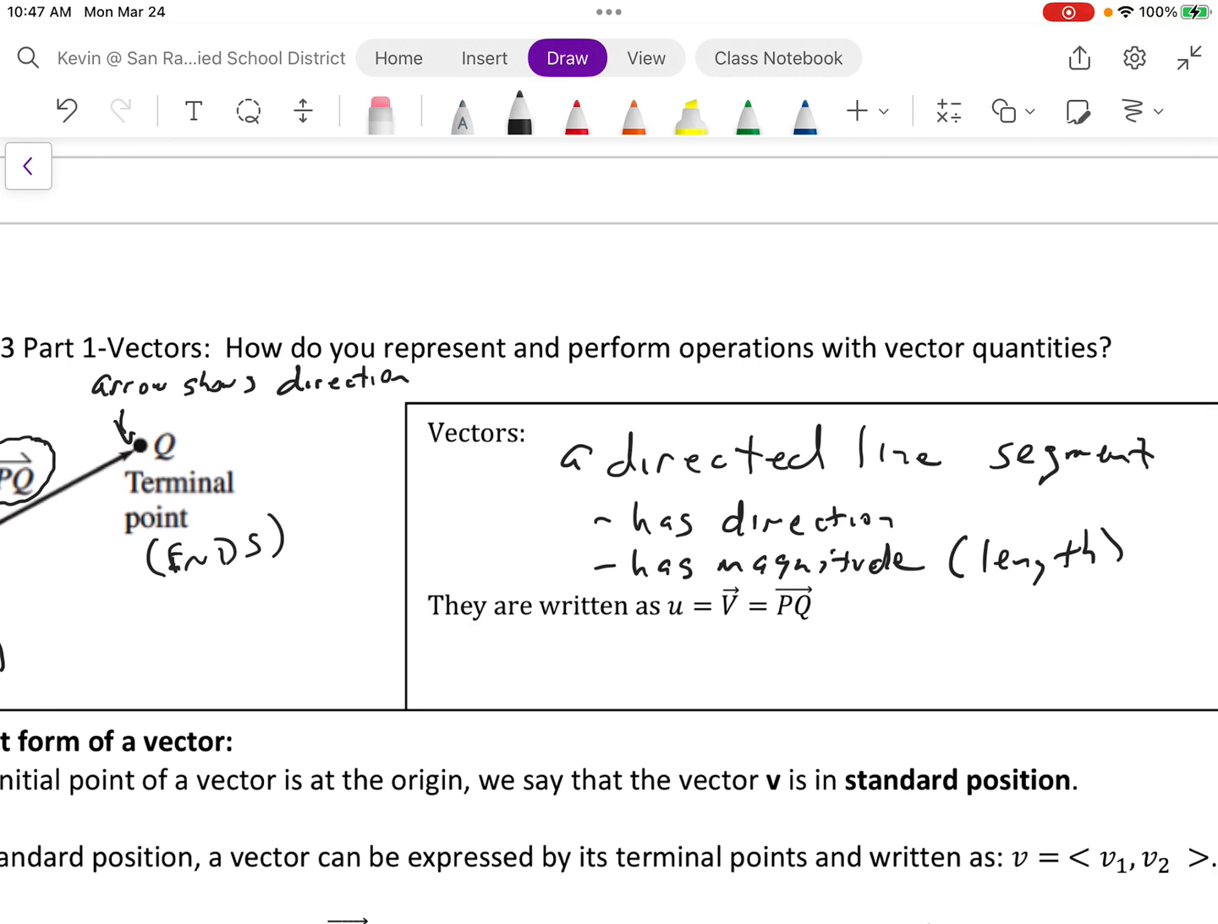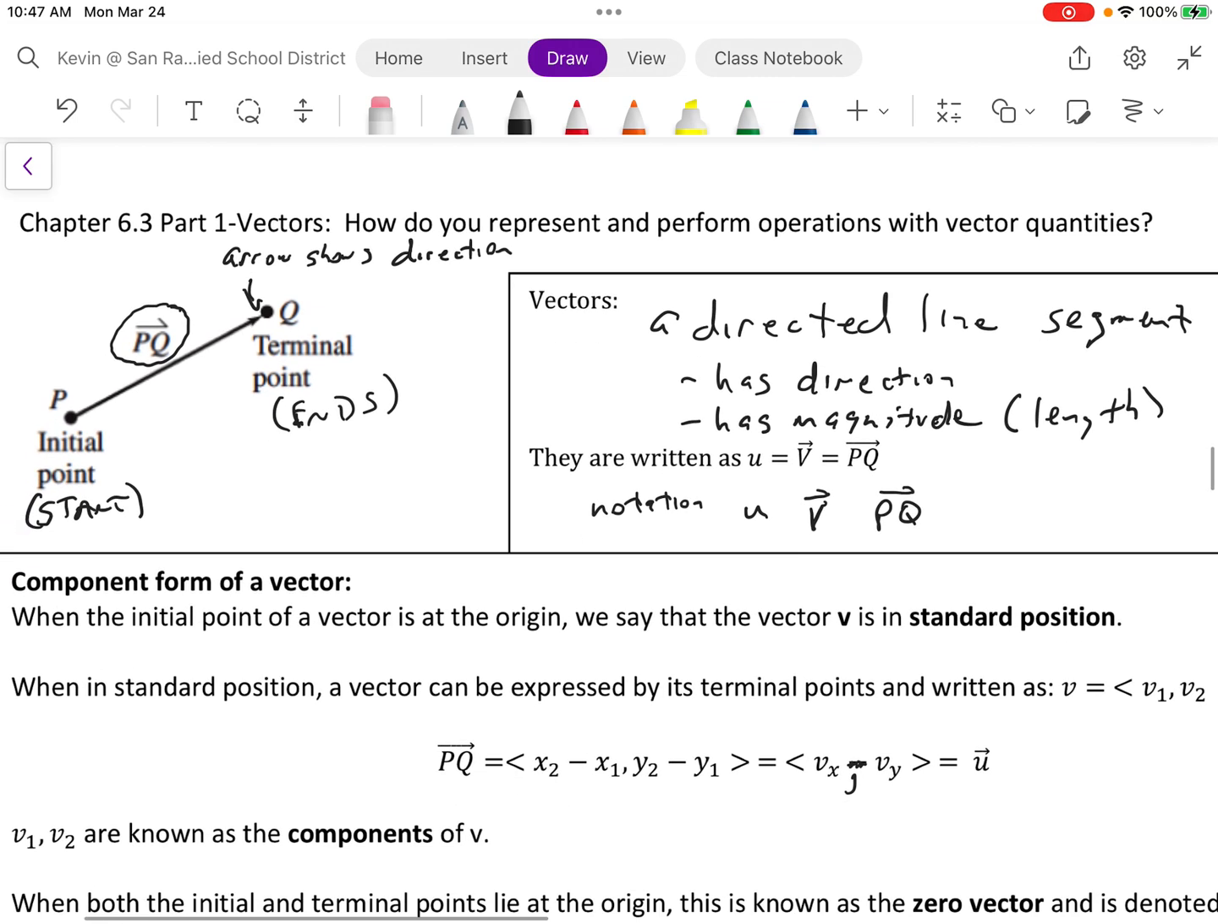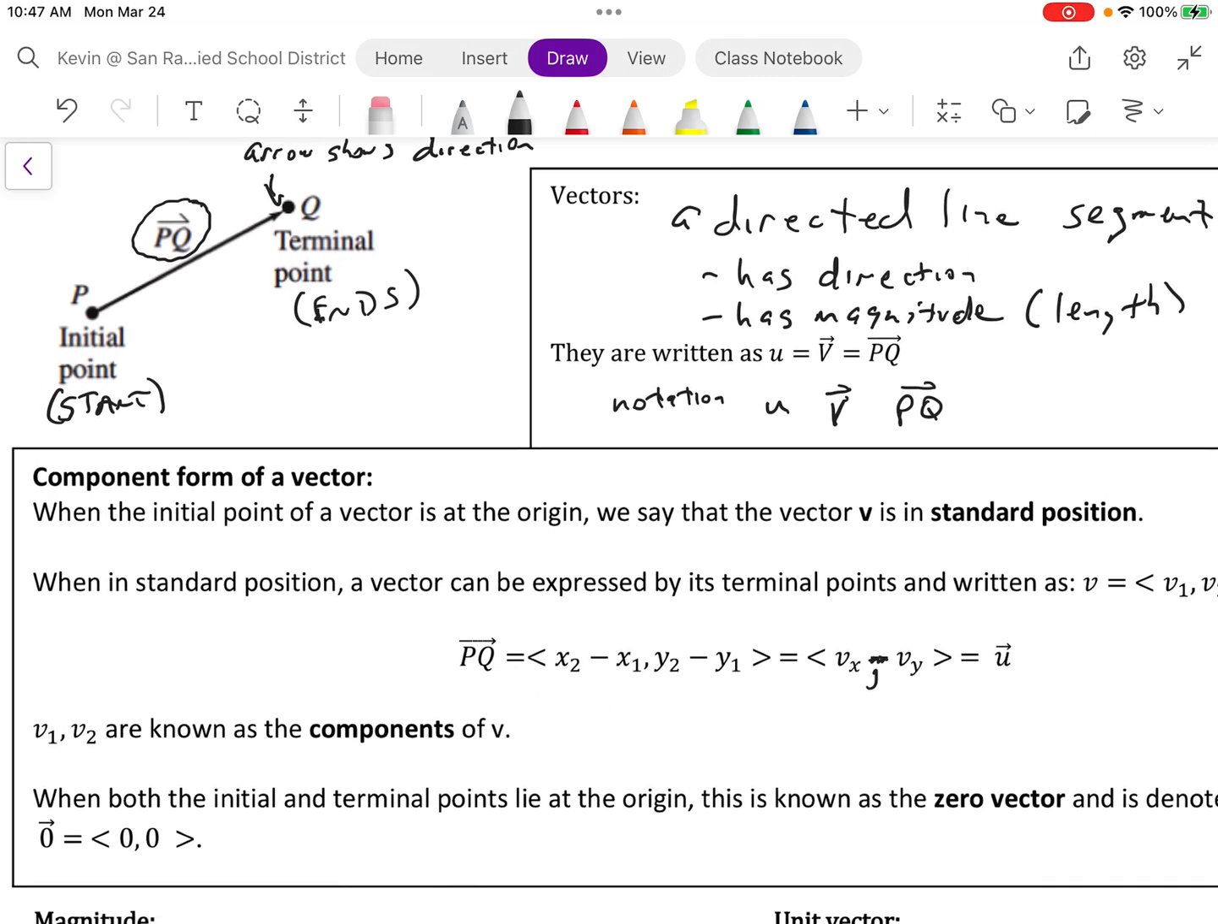Let's see, they are written as, well, we just talked about that. There are different ways of notation, in other words, a way of writing. So sometimes vectors are written just as U, or sometimes as V with the arrow over it, and sometimes as PQ. All of these are equivalent ways of writing a vector. It just depends on the situation.